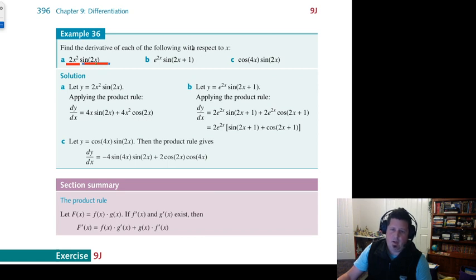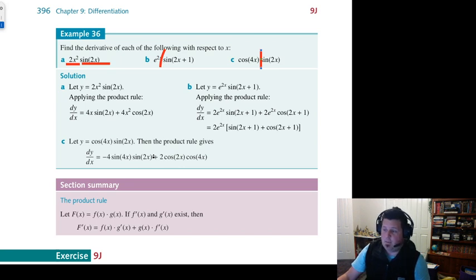I believe you should be able to carefully have a look through these, identify the two functions. One's obviously e to the power of 2x, the other one's sine 2x plus 1. Working out the derivatives of each of those, putting them into the product rule, working through it. Likewise here, you've got two trigonometric functions that need to be differentiated. Cosine 4x and sine 2x, working out the derivatives of each of those, plugging them into the product rule.